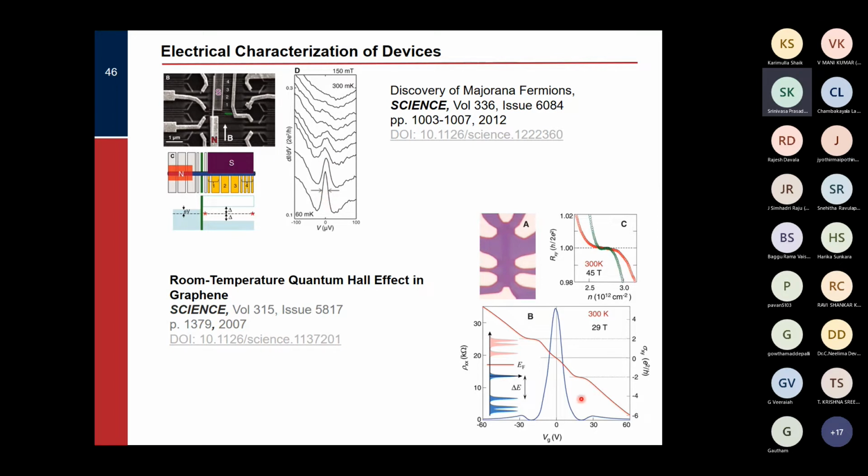And then here you can see the quantum Hall effect for graphene. Here you can see that the conductivity becomes quantized, in units of e squared over h, like 0, 1, 2. So these things can be used as resistance standards. Okay, so you need very sensitive transport measurements to do those things.